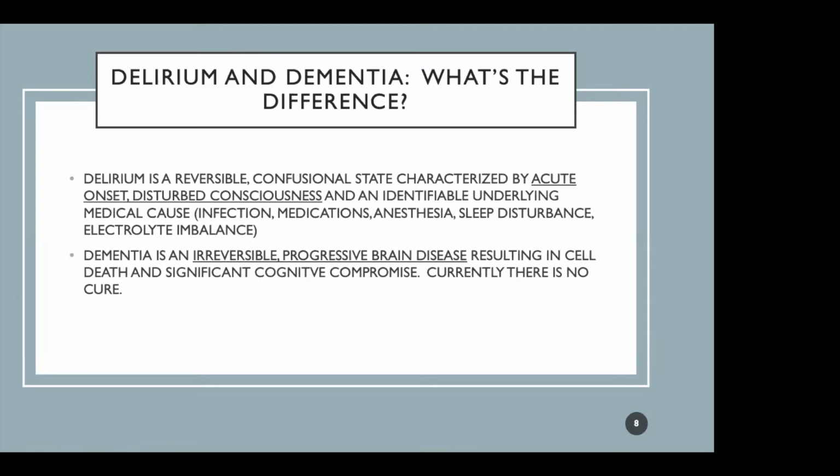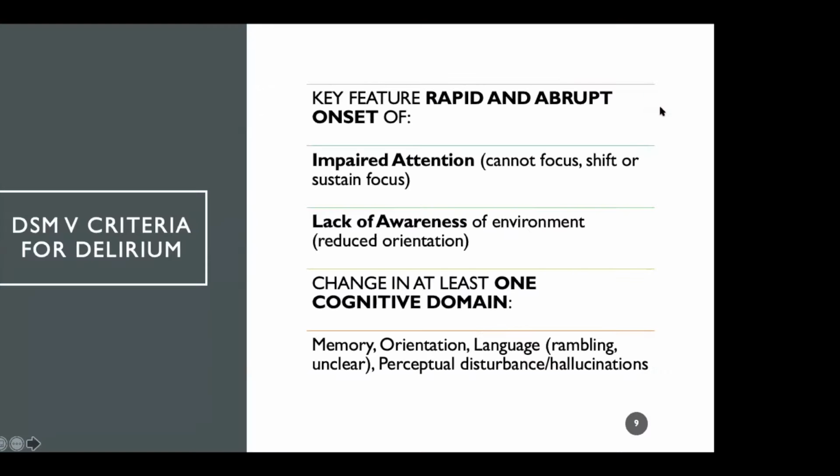One is reversible, the other one is not reversible. The one is sudden onset. That's not how dementia comes on. And delirium has a medical cause, while dementia is a brain disease resulting in cell death. Next slide. So here are the key features of delirium.